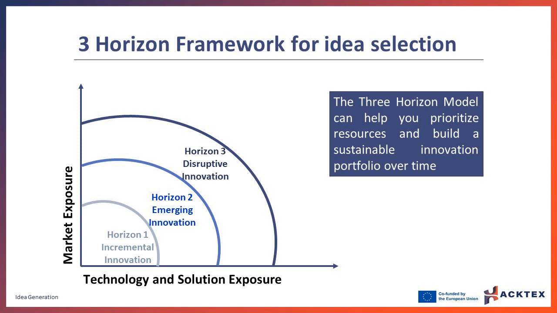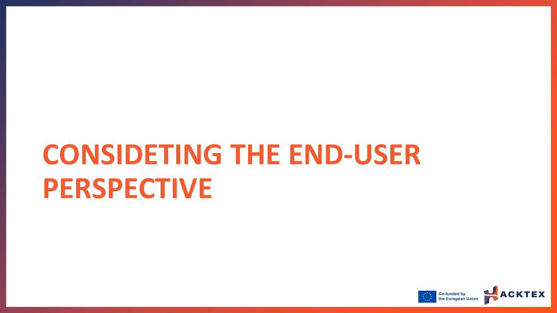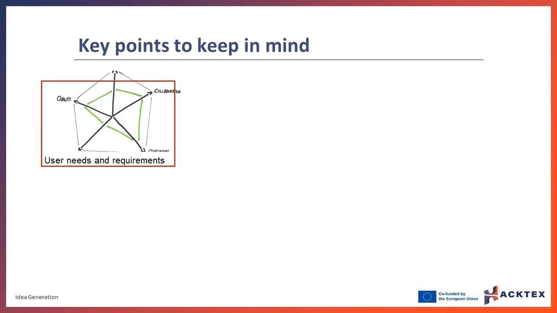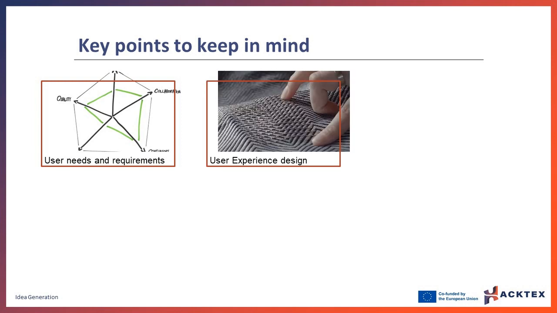Another important aspect to take into account when developing a successful and marketable smart or advanced textile product is the end user's perspective. Here are some key points to keep in mind. Understand the specific needs, preferences, and requirements of the end users. Consider factors like comfort, style, functionality, and usability. Focus on creating an intuitive user experience. The product should be easy to use, with clear instructions and controls.